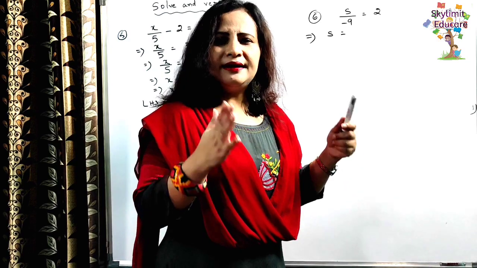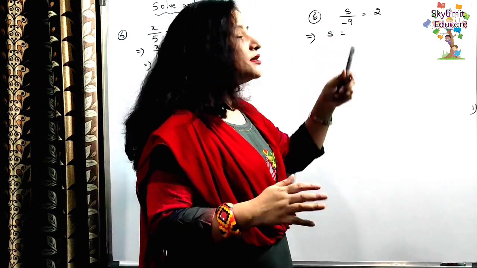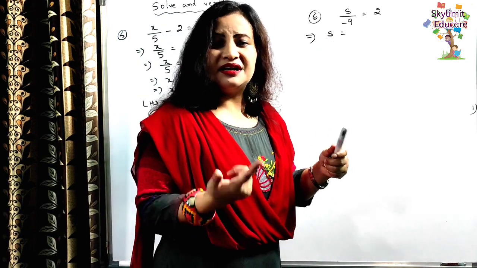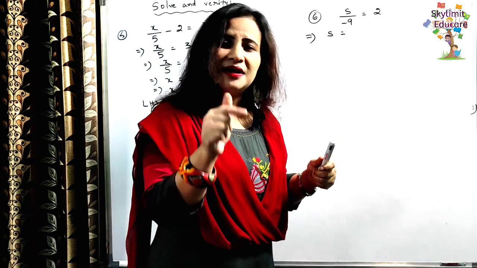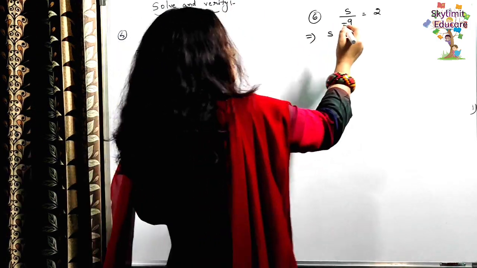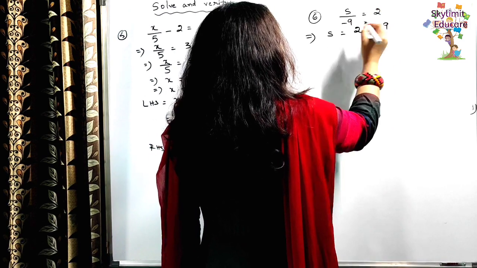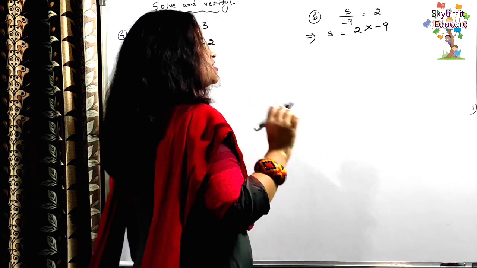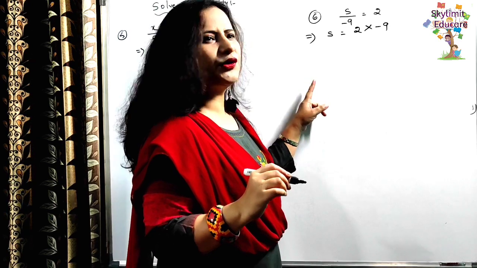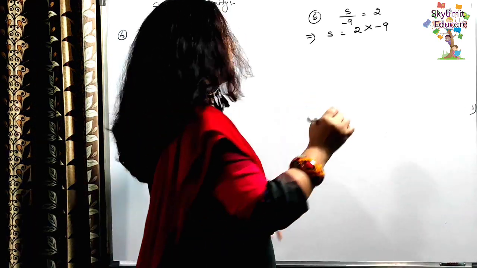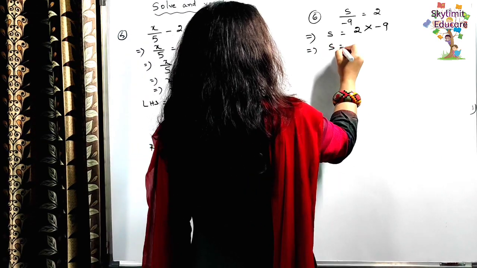Okay? Because here what is going to change? Division is going to change to multiplication. Division is going to change to multiplication. Right? So that means on the right hand side we have 2. So minus 9 will be multiplied to 2. Minus 9 sign won't change because here division is getting converted to multiplication. Right? So now we have here s is equal to minus 18.